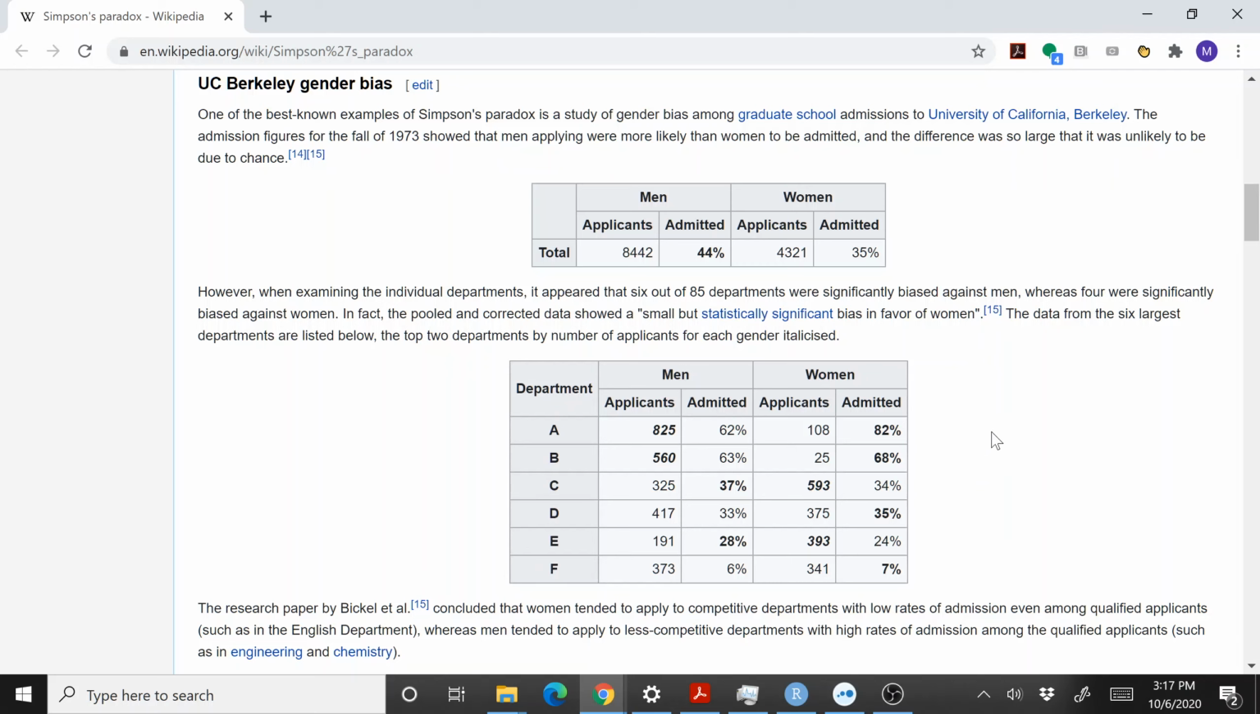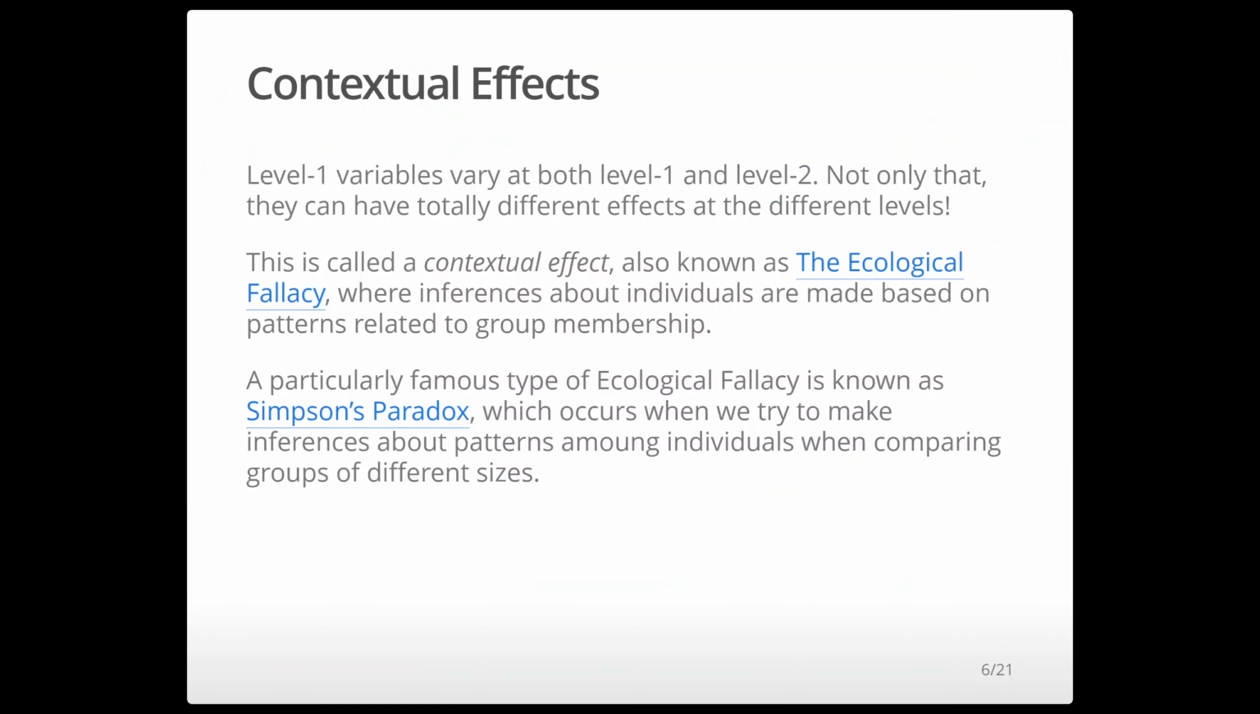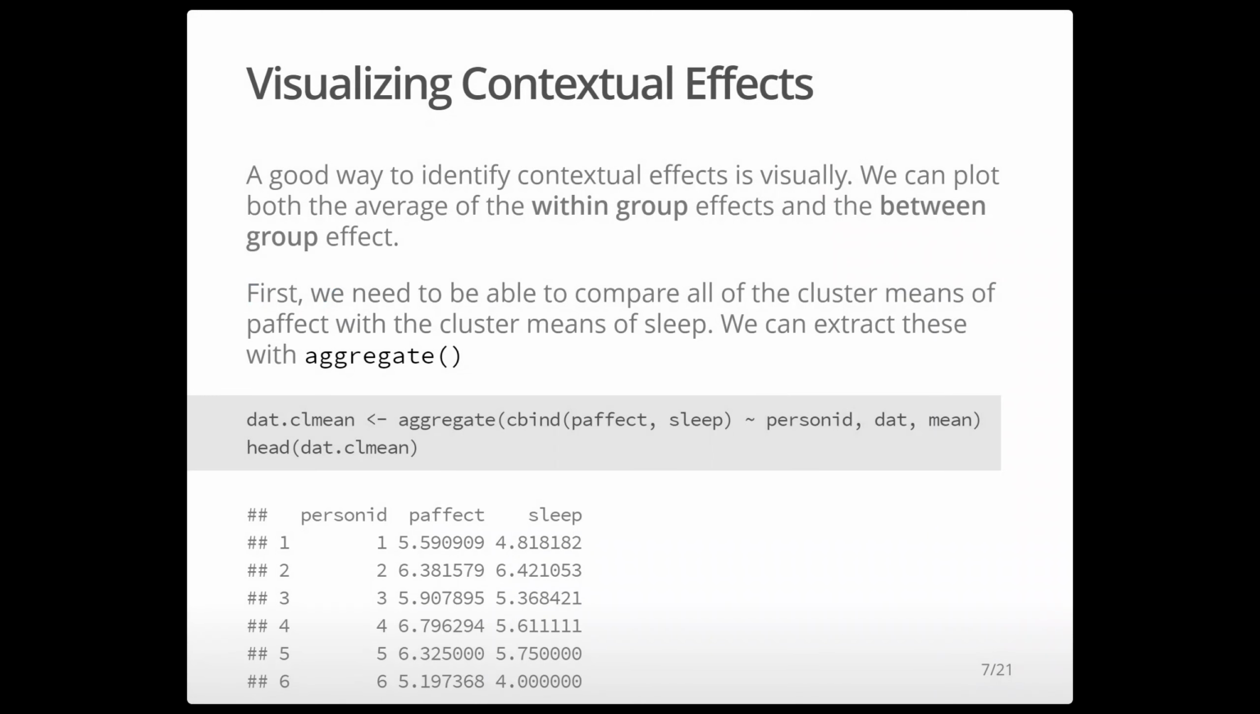And this isn't the only type of contextual effect or ecological fallacy, but it is a sort of famous one that I want to highlight. So a good way to identify whether we have contextual effects in our data is to visualize it. So we can plot both the within group effects and the between group effects. And this is sort of one heuristic way to do it. There are probably other ways to do it. This isn't necessarily a perfect way of totally quantifying a contextual effect, but it is a way of visualizing if one is present in your data.